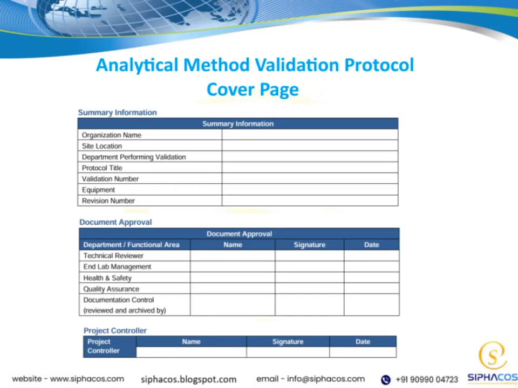Now, let's turn our attention to the analytical method validation protocol, starting with the cover page. This page serves as the official introduction to the document, clearly indicating the purpose and scope of the validation process. It typically includes essential details, such as the method being validated, the laboratory or organization conducting the validation, and relevant dates. The cover page is important because it ensures that everyone involved is on the same page right from the start.